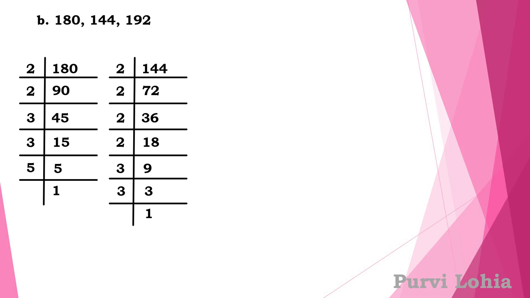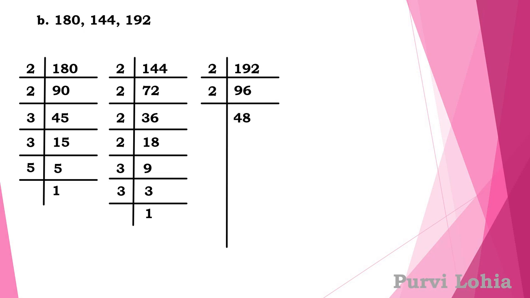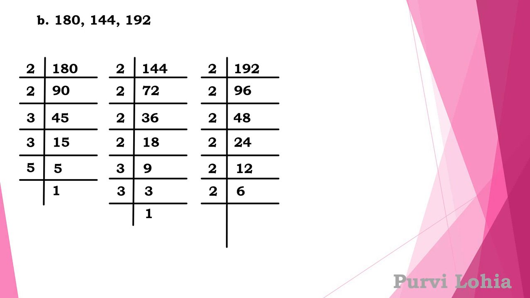Okay, 192. The lowest prime number it is divisible by is 2, 96, 48, 24, 12, 6 and 3. So this is the prime factorization of all the three numbers.